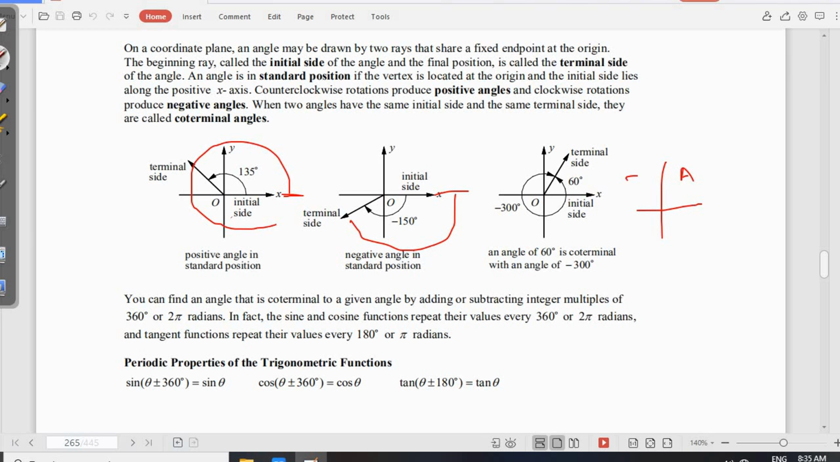we use ASTC to remember that all of them are positive here. The 3 trig functions, sine, cos, and tan, are all positive in the first quadrant. In the second quadrant, sine is positive. In the third quadrant, only tan, and in the last quadrant, only cos is positive. All the others except sine, tan, and cos are negative in all these quadrants.